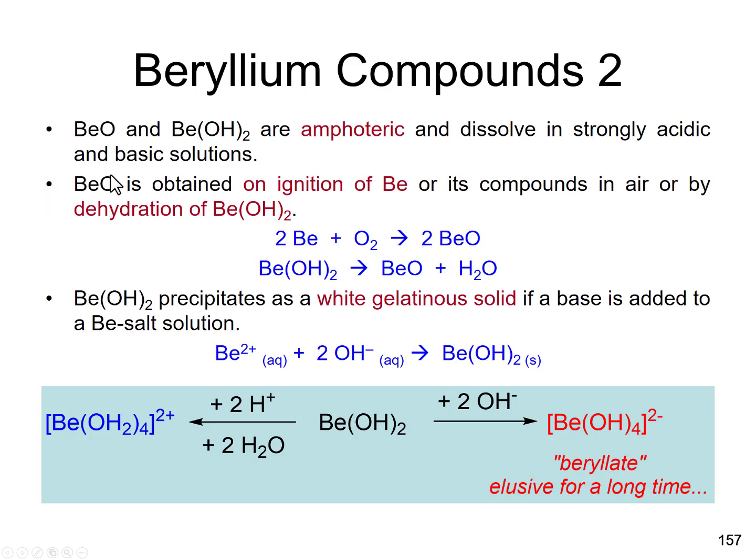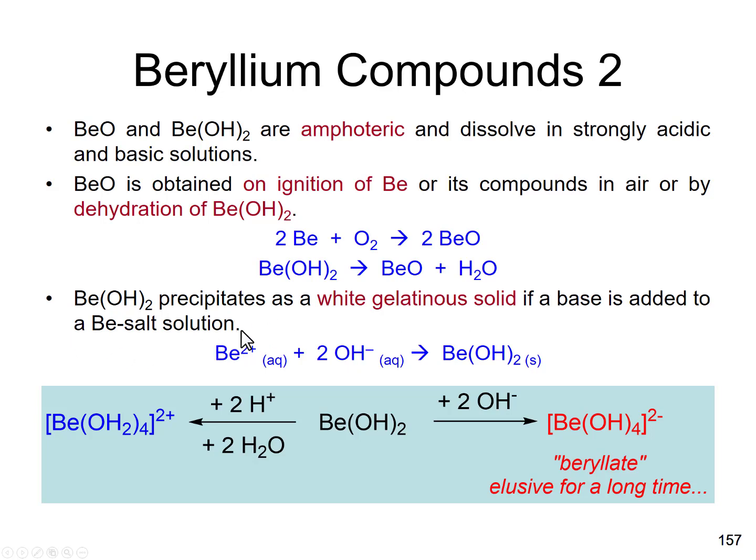You can obtain barium oxide by two general routes. You can simply take beryllium and burn it to form barium oxide. That is a reaction with oxygen, and obviously that is a redox reaction. On the other hand, you can also simply take barium hydroxide and heat it to eliminate water under formation of barium oxide.